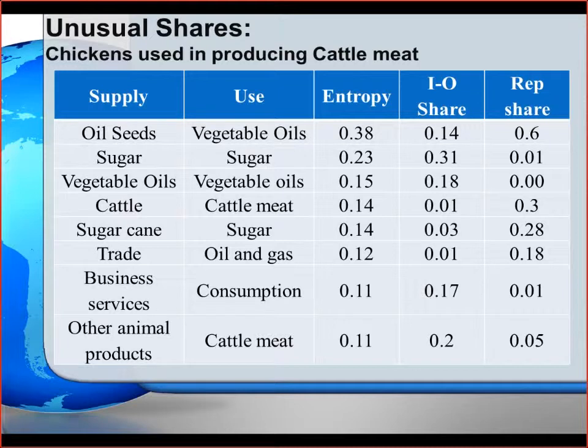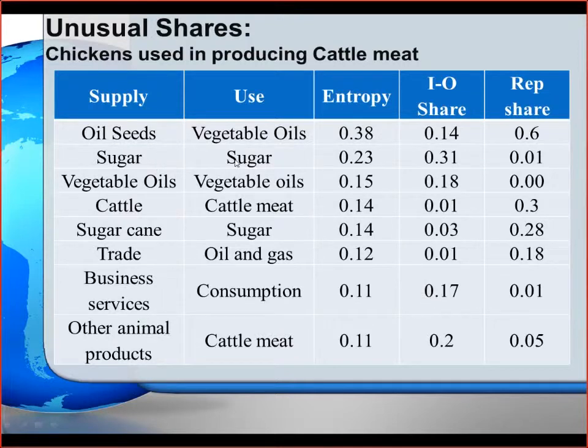Maybe I'll give some examples to make it clearer. Say, for example, the use of oil seeds in vegetable oils has to be pretty high, say 60%, as seen in this share from the representative IO table. But we found for some IO table just 14%. So the entropy measure, which measures the distance between these two, looks very high here. So it's probably something to think about. We should probably get back to them and ask why vegetable oils don't use a lot of oil seeds. If they have some good reason, we can just accept it. Otherwise, we can do more research on that.